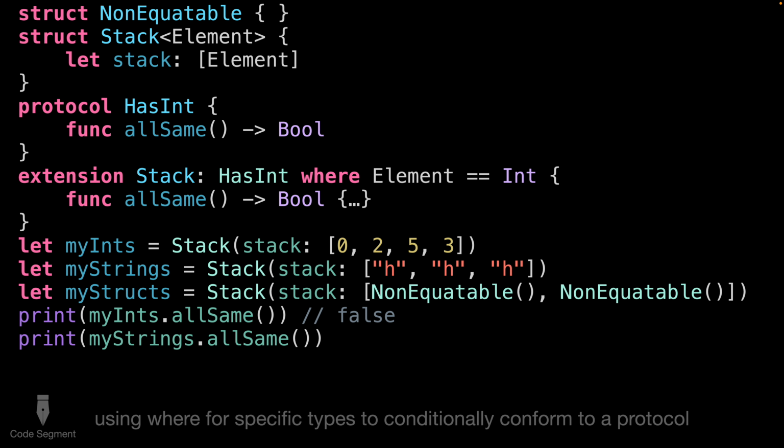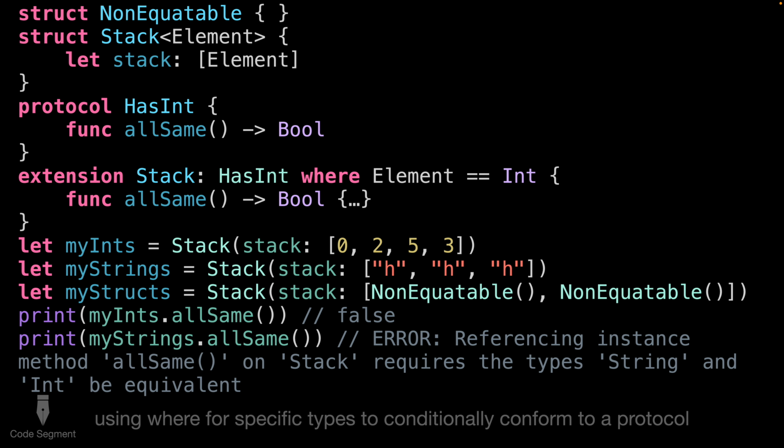So yeah, which means, of course, that when we try to call myStrings.AllSame here, we will get an error. Referencing instance method allSame on stack requires the types string and int be equivalent. That's a little bit more useful of an error message than the rest of them have been. Basically, it's saying, oh, this type string that's on myStrings, which is currently what the placeholder element is for that particular instance, the myStrings instance, needs to be an int, not a string. If ints and strings were equivalent, right, if those types could be considered the same thing by inheritance or something like that, there wouldn't be an error.